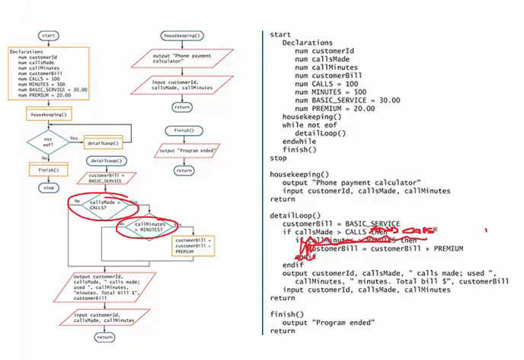So calls made is greater than 100 AND calls minutes is greater than 500. Then we're going to charge the customer bill plus premium. So this calls made here, we're going to incorporate it in there with a conditional operator called AND. Just out of interest's sake, in Java, AND is two AND symbols, as in most other programming languages.